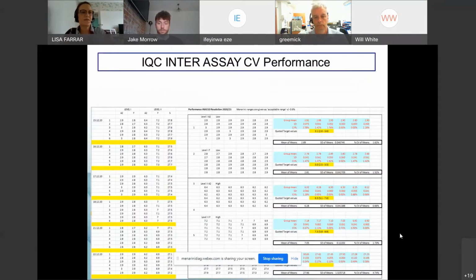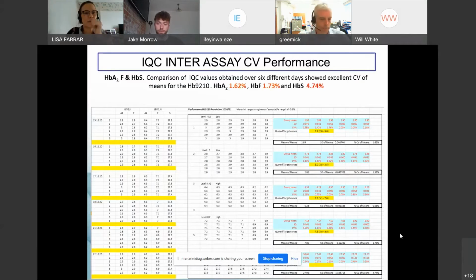Sorry about the next slide, some of them are very busy, but I'm just going to go over some of the performance that we got with the analyzer and the evaluation. So if we looked at the IQC values obtained over 6 days, we could determine the IQC interassay CV performance for the analyzer.